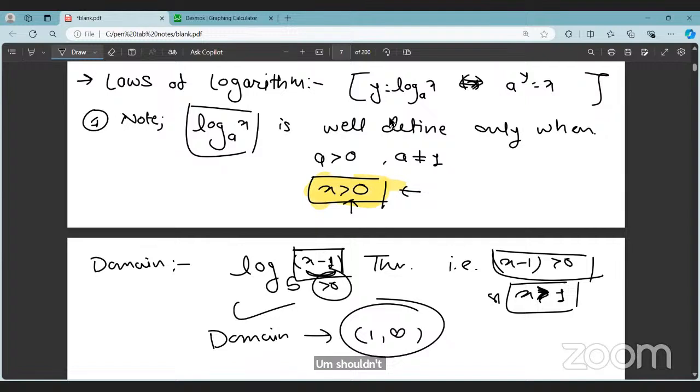1 over what? Ma'am, including zero? No, it will be log 0, then. Greater than 0, right? Strictly greater than zero. Log of zero is not defined. Okay, ma'am. Log 0 is not defined.